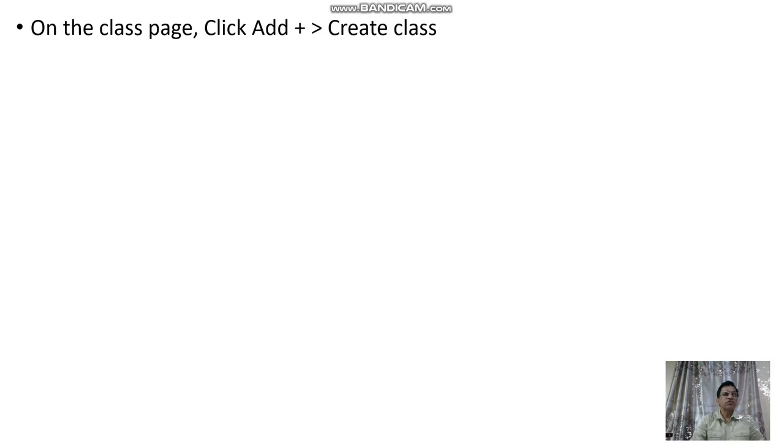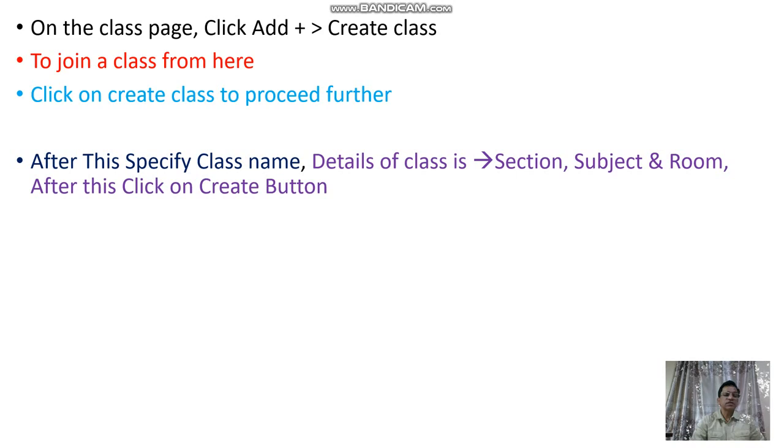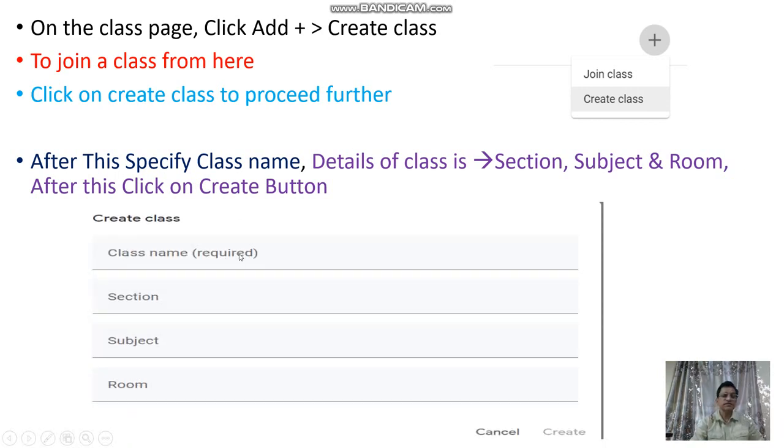So on the class page, simply click on the plus symbol to join or create a class here. Click on create a class, proceed further, and after this specify the class name, section name, subject name, room, and some other things. You can see this on the right side of Google Classroom, this plus symbol. Create a classroom. After creating the classroom, you specify the section, subject, room, and so on. Just like this, specify the class name.